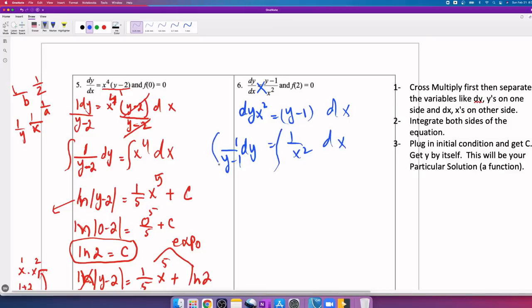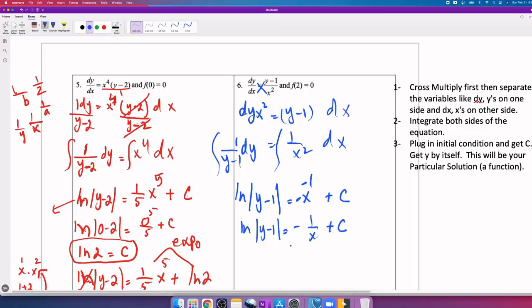So integrate both sides. When I integrate this it is ln, we already know because I have 1 over y. This one is going to go x to the negative 2. So negative 2 plus 1 is going to give negative 1. And this is also negative because negative 1 is in the bottom. So this is what I got so far. Now let's fix it around. I got ln of y minus 1. This is going to give me negative 1 over x plus c.